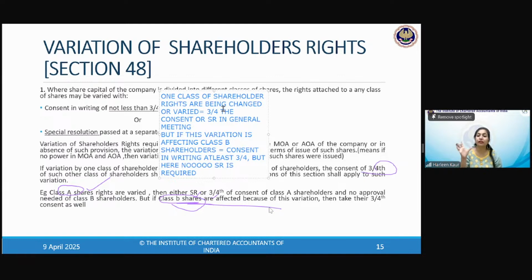That we have taken different category of shares. So whenever the company issues shares, there are different categories of class of shares. Like equity shares have different categories. Preference shares have different category. Equity and preference in itself is a different category.